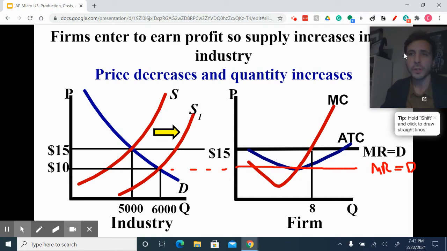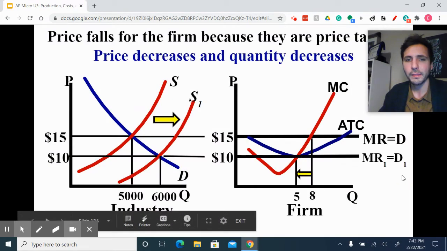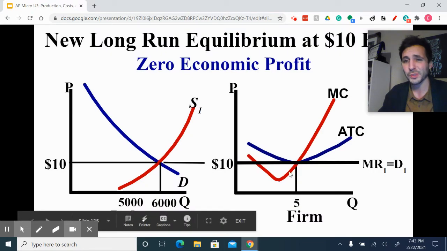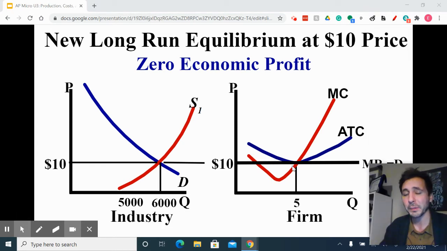Okay? So, let me get this out of the way. It looks like this. Now that we have a new MR, what's true? Our profits went from this green box here to actually 0. We are back at 0 economic profit, long run equilibrium. Did you catch that?